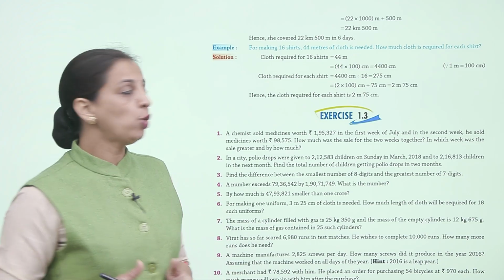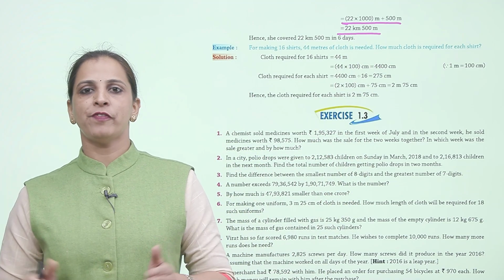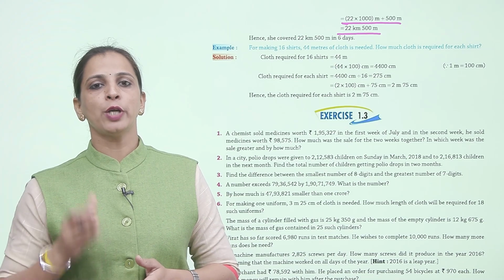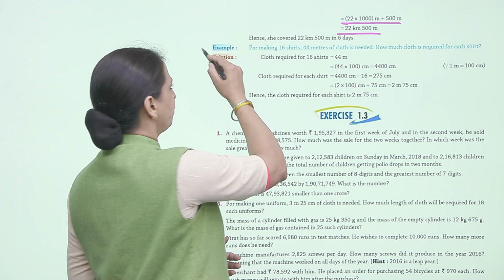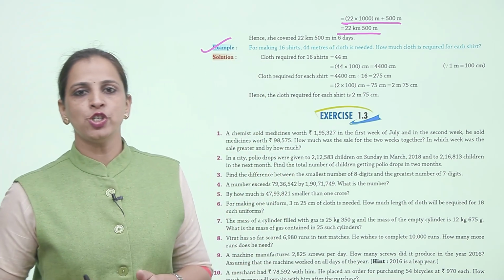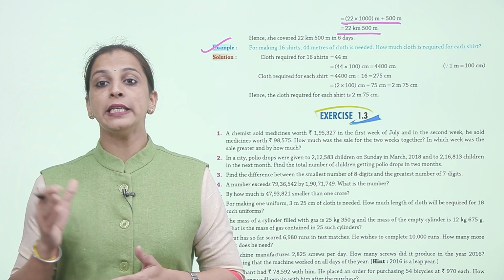That is 22 multiplied by 1000 plus 500. That becomes 22 kilometer 500 meter. Hence, she covered 22 kilometer 500 meter in 6 days. Now, next example. For making 16 shirts, 44 meter of cloth is needed. How much cloth is required for each shirt?